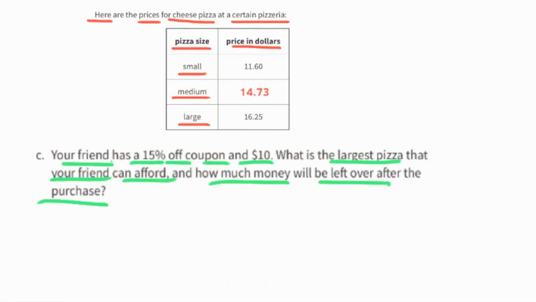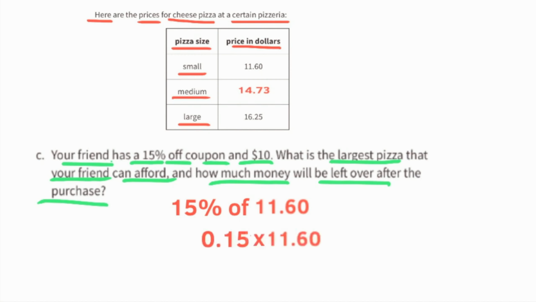C. Your friend has a 15% off coupon and $10. What is the largest pizza your friend can afford, and how much money will be left over after the purchase? Let's take 15% off of the smallest pizza price. That's $11.60. 15% can be rewritten as 0.15. So we can write 15 hundredths times 11 and 60 hundredths. That's 1 and 74 hundredths, which means the 15% savings on a pizza that costs $11.60 is $1.74.